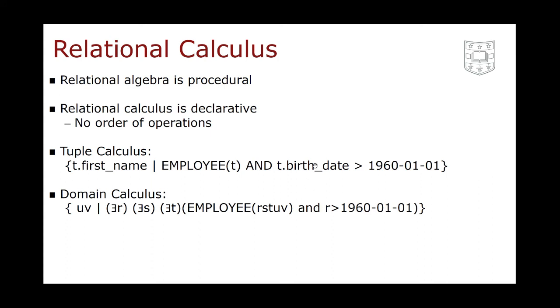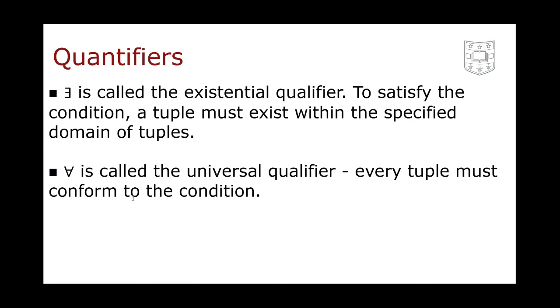These statements are actually more or less equivalent. The domain calculus looks a little bit more complicated because it introduces this funny backwards E symbol. Does anybody know what that represents? There exists, good. Some of you have seen these before in set theory classes. It's the existential qualifier. We're saying there exists a value that matches this in the specified domain, whereas the upside down A is called the universal qualifier, meaning every tuple must conform to the condition.